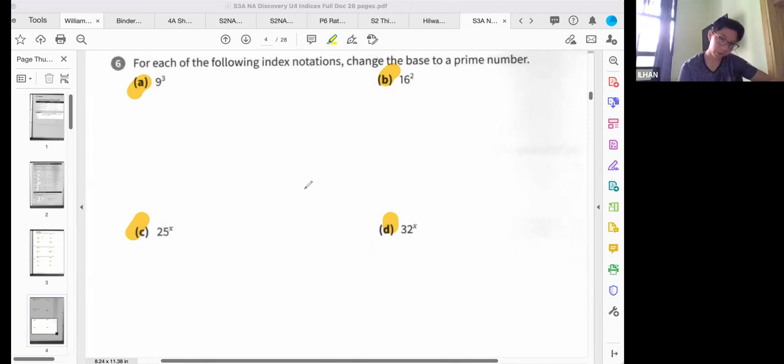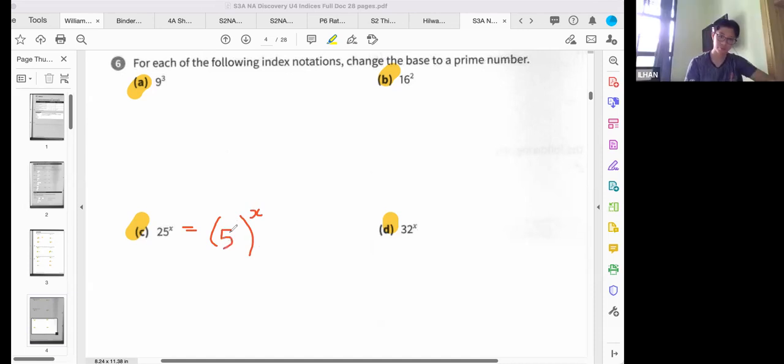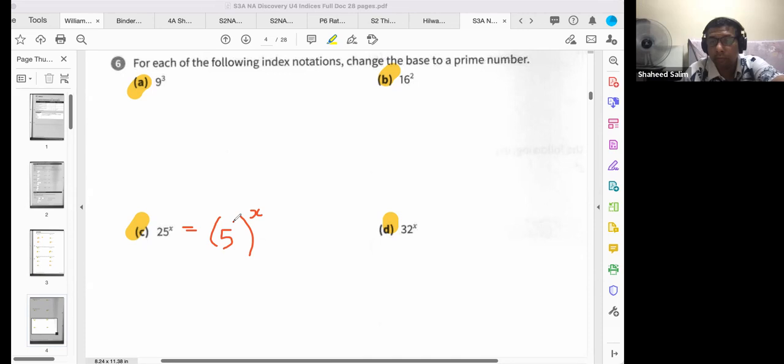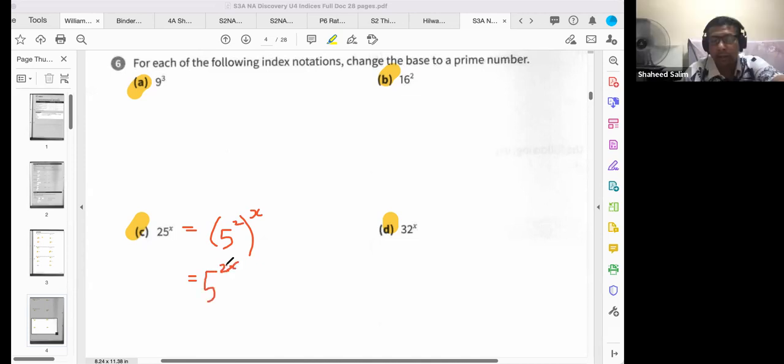5 to the power of x. Okay, let's do together. So we put x power x outside. What's inside? 5, 5. 5 to the power of 2. So your final answer is? 5 to the power of 2x. Yes. Are you okay? Try D then.